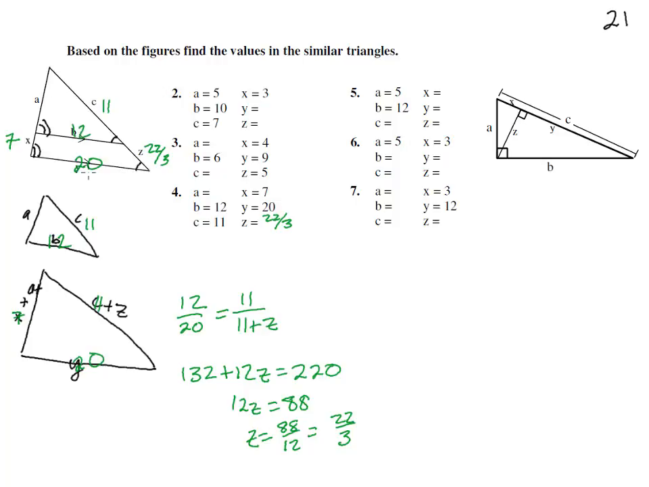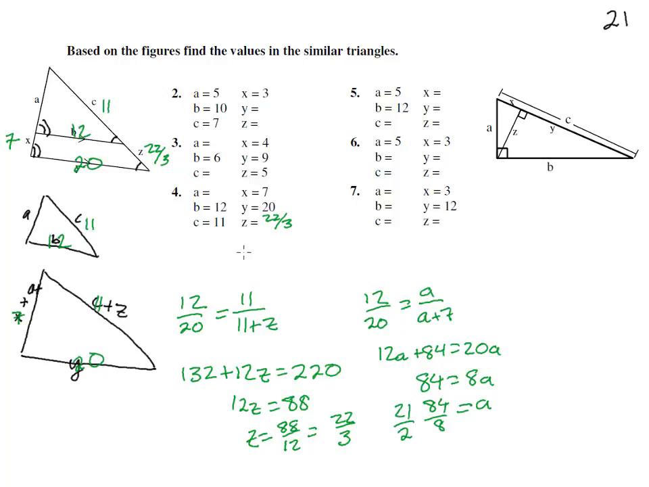We could do the same thing we did before. We could do 12 is to 20 as a is to a plus 7. Let's cross multiply and we get 12a plus 84 equals 20a. And subtract that over, we get 84 equals 8a. Divide both sides by 8 and we get a equals 84 divided by 8, which is 21 divided by 2. So we get 21 divided by 2.